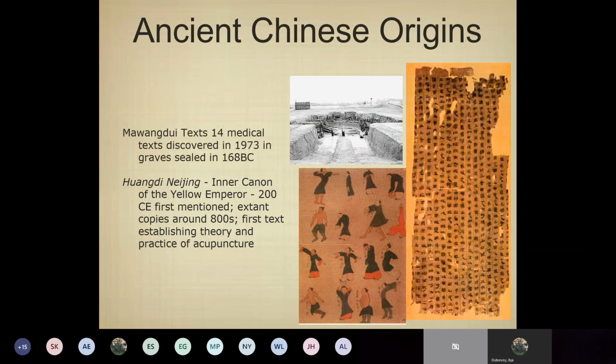Of course, what we think of as acupuncture has an ancient Chinese origin, and Chinese medicine was well developed even thousands of years ago. The earliest text that mentions acupuncture is the Huangdi Neijing. Again, I apologize for the Chinese pronunciations, but the Neijing is the classic of the Yellow Emperor, and although its copies date back to around the 800s, the first mention of it obliquely in other texts dates back to the 200s of this common era. And that's really where the first text establishes the full theory and practice of acupuncture as we know it today, although not fully elaborated.